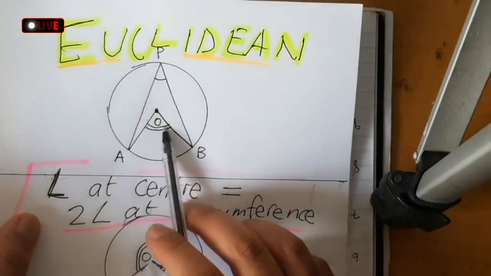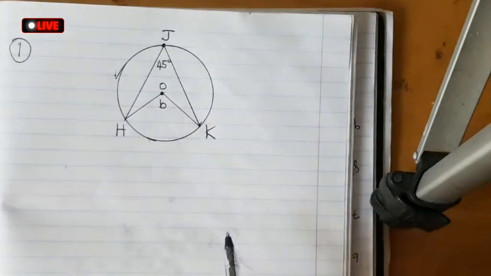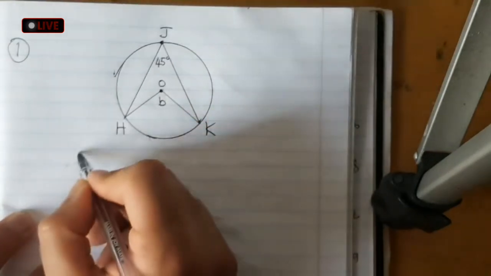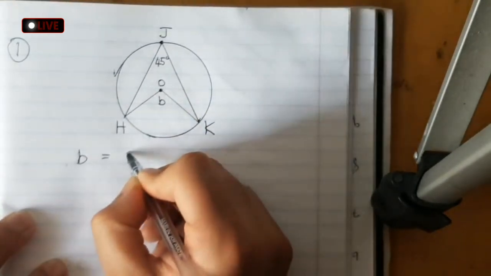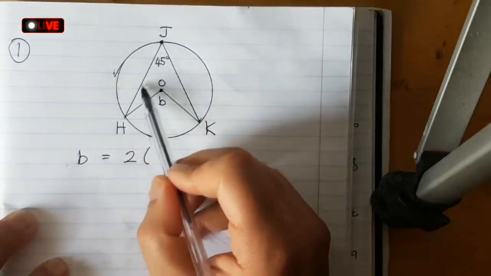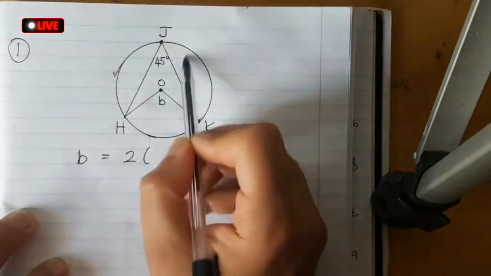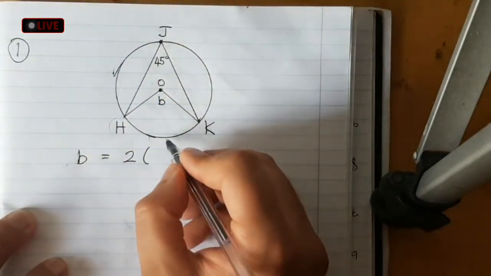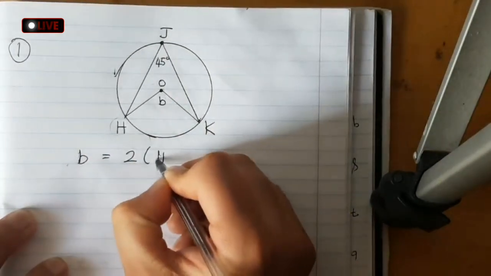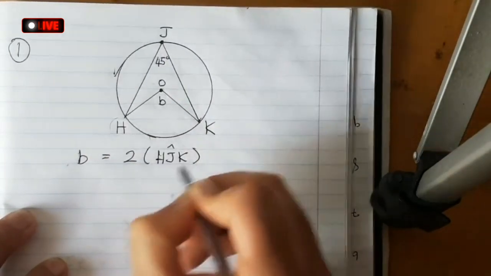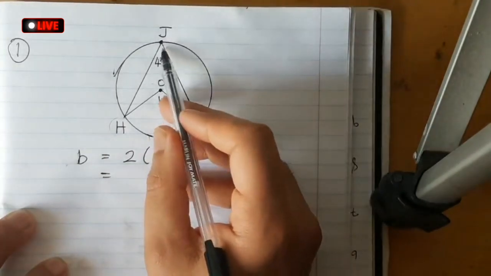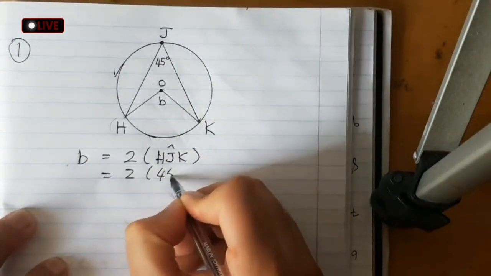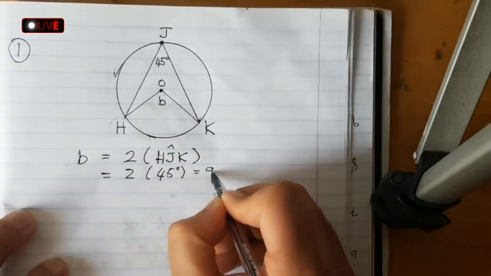The theorem states that the angle at the center is twice the one at the circumference. So I'm going to write that down mathematically. The angle at the center, which is B, is equal to twice the one at the circumference. So where's the one at the circumference? It's this one here. But I'm going to use the letters they've given us because I want to write everything down clearly. So it's going to be the angle HJK, and that angle is, as we've seen, 45. So it's going to be 2 multiplied by 45 degrees, which is equal to 90 degrees.